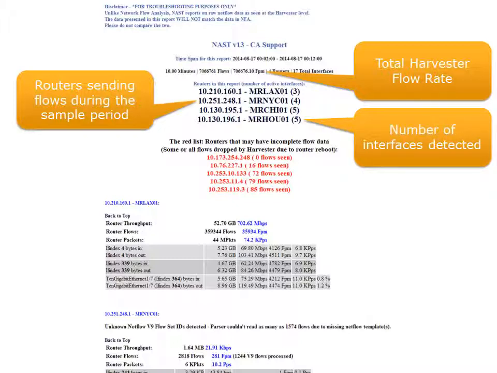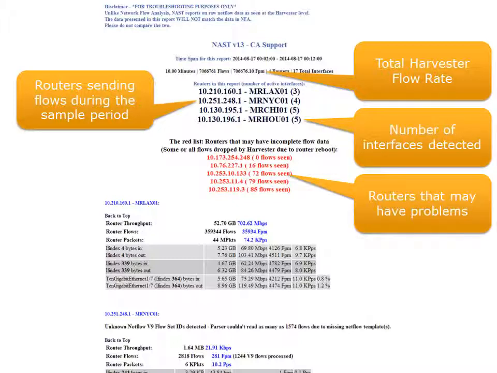The number of interfaces per router is also shown, as is the red list. This list contains two main groups of routers: the routers in the master console database that should be sending to this harvester but aren't, and routers that have sent flows that have some kind of problem. We'll talk more about these later.